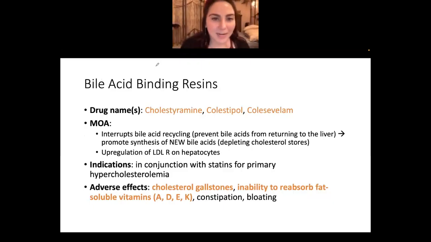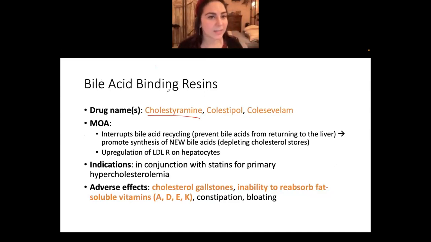Your bile acid binding resins, we talked about these very briefly a little bit ago, but you just have to know the names for these drugs. So cholestyramine, colestipol, and colesevelam. This is probably the most common one, cholestyramine. What these basically do is they bind bile acids and stop their recycling to the liver.